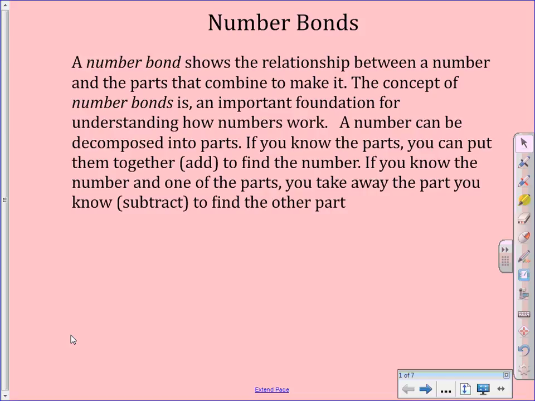If you know the parts, you can put them together, which is to add, to find the number. If you know the number and one of the parts, you take away the part you know, which is to subtract, to find the other part.